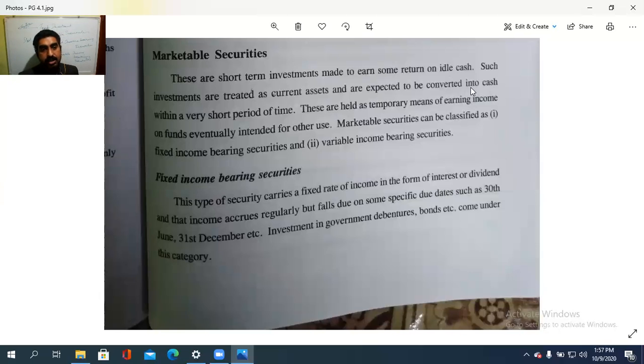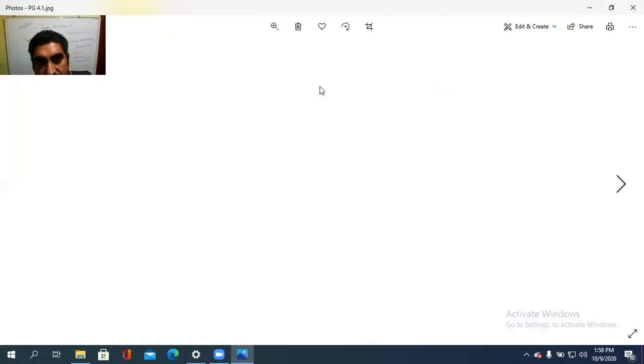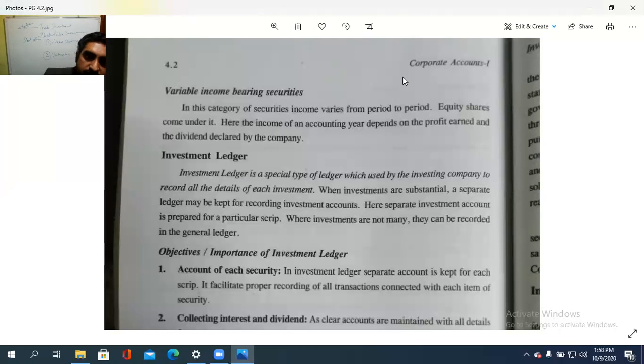So fixed income bearing securities means a type of security carrying a fixed rate of return or fixed rate of income in the form of interest or dividend, and that income accrues regularly but falls due on some specific due dates like 30th June, 31st December, like that. Examples are interest on investment in government debentures, bonds, etc. These come under this category, that is the fixed income bearing security.